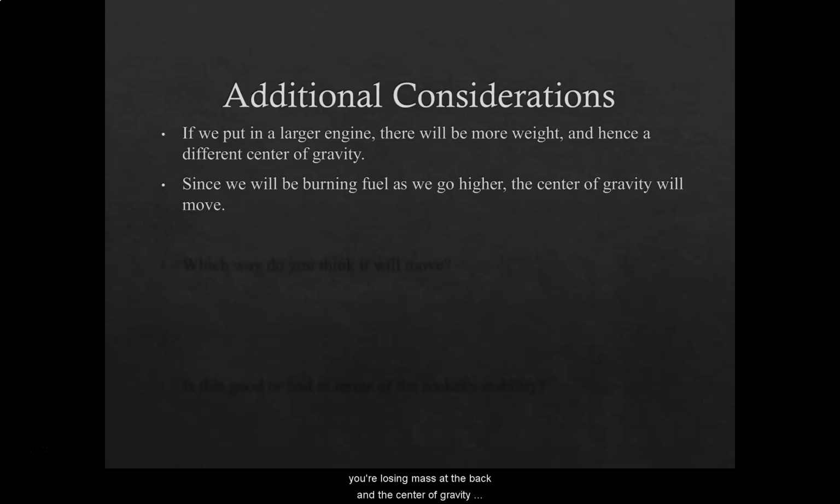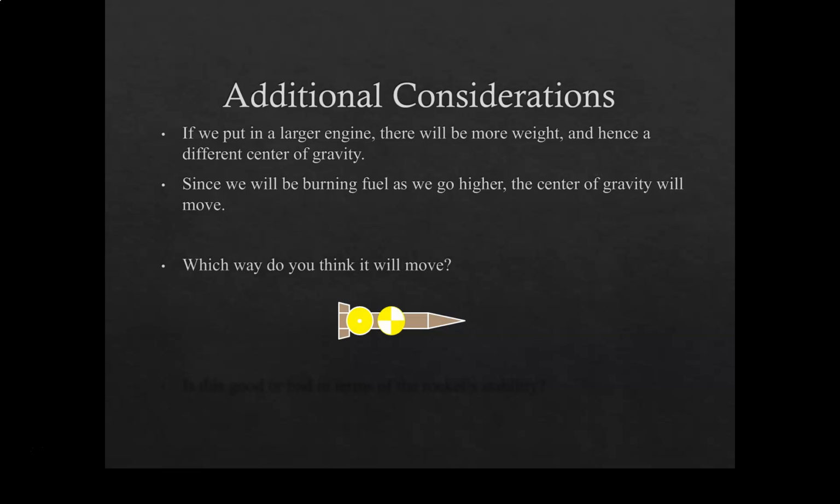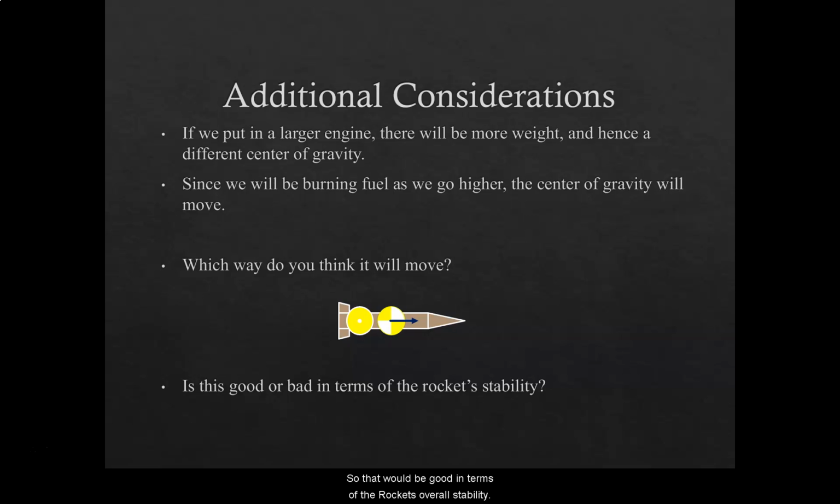If you're losing mass at the back end, then the center of gravity will move, but which direction do you think it will move? Again, here is our stable rocket. The center of pressure is behind the center of gravity, and as the rocket is flying and burning fuel, it loses mass on this side, and hence this side becomes effectively heavier, and the direction the center of gravity will move in this instance will be to the right. And if that's the case, it will make the flight more stable because you're moving further away from the center of pressure, and it is further behind the center of mass. So that would be good in terms of the rocket's overall stability.